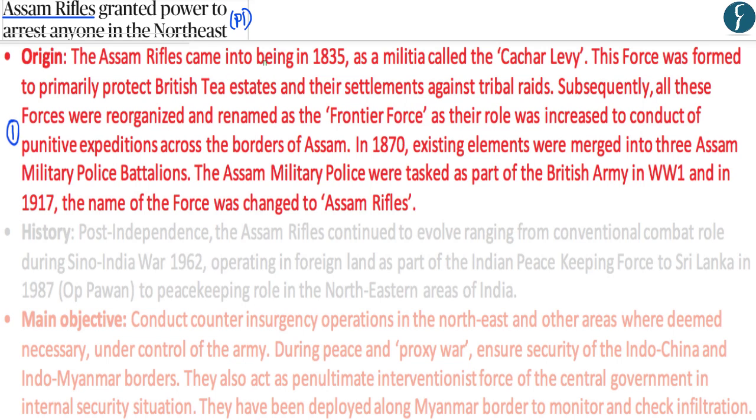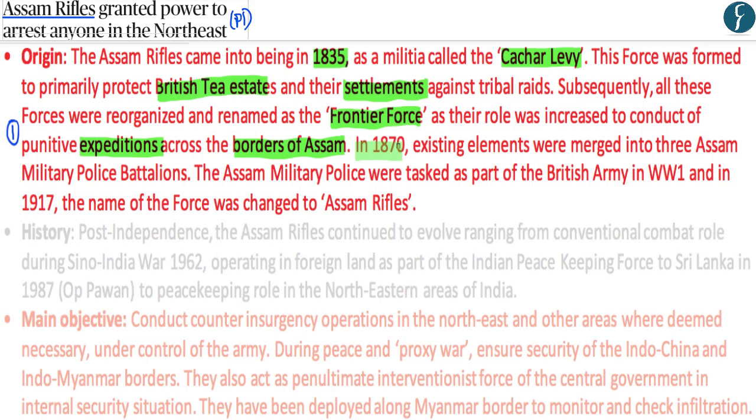Now, the Assam Rifles came into being in 1835 and were called the Cachar Levy. This Cachar Levy was formed by the British India government to primarily protect the British tea estates and their settlements which were located in the northeast region. Later, the British India government changed the name of Cachar Levy to the Frontier Force and also changed their mandate to conduct expeditions across the borders of Assam.